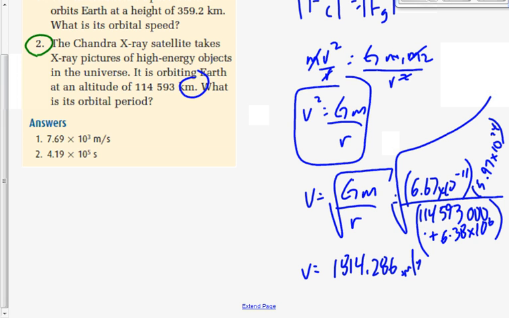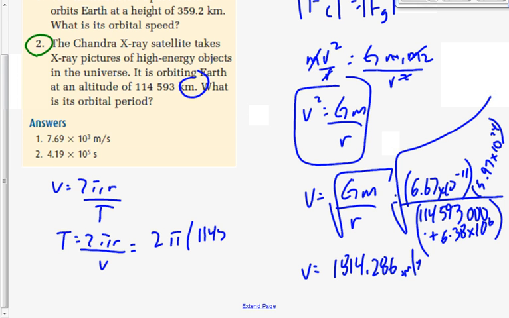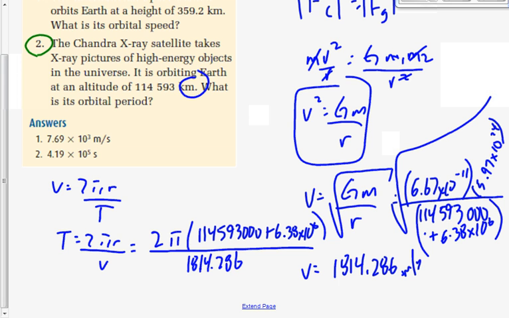Now let's find the orbital period by saying v is equal to 2 pi r over t, and t is equal to 2 pi r over v. All right? 2 times pi times r. R is going to be 114,593,000 plus 6.38 times 10 to the 6, divided by the speed, 1,814.286. And when we do this, we should get a period of, I think, 4.19 times 10 to the 5 seconds. Is that right?